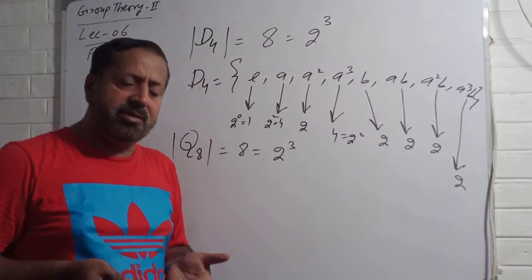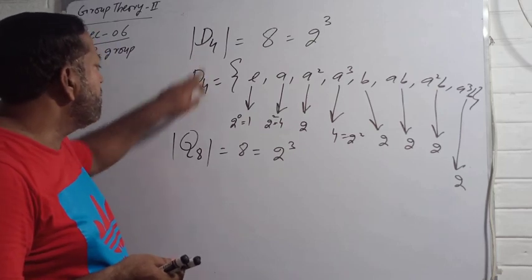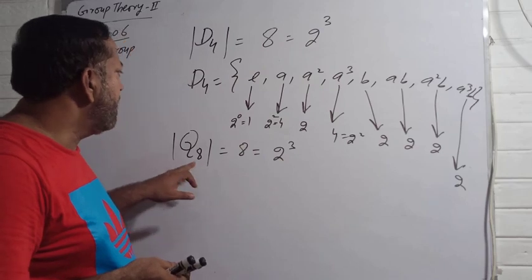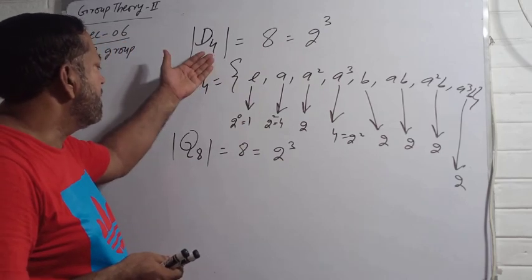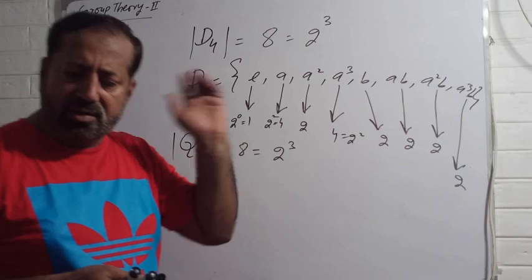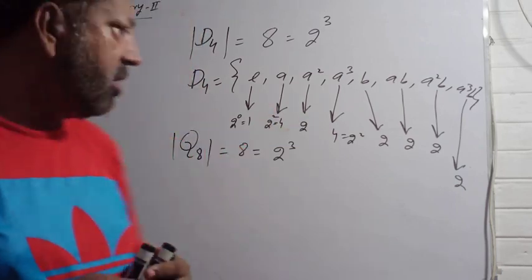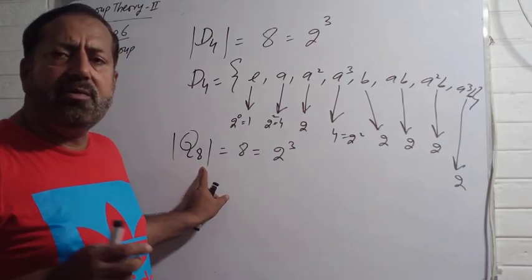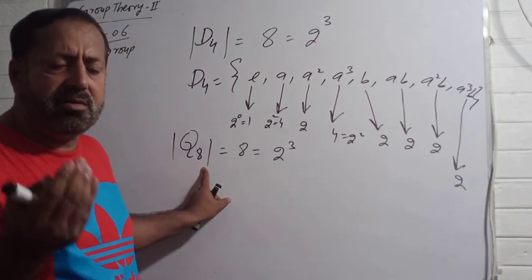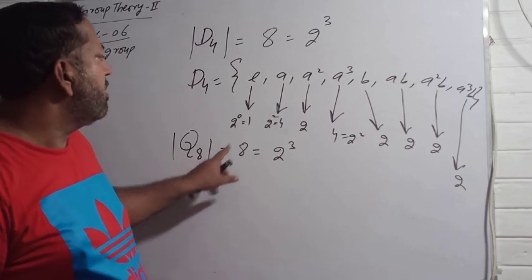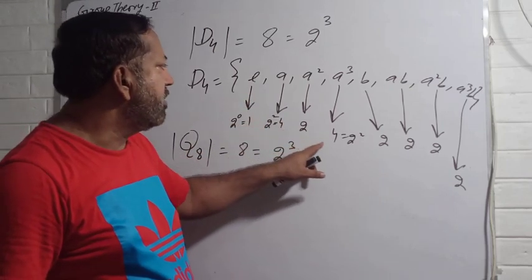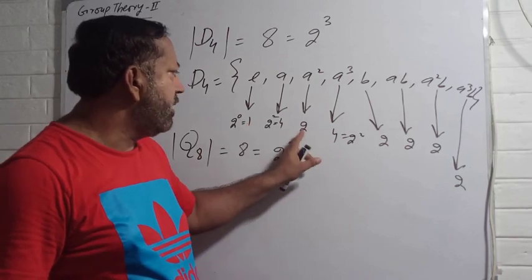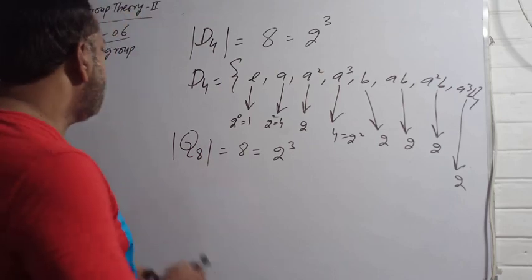Another question is whether these two are isomorphic to each other or not. Can you find an isomorphism? Yes, they are not isomorphic to each other. In Q8, all the elements other than the identity have order 4 or order 2, but in D4 we have only 2 elements of order 2.